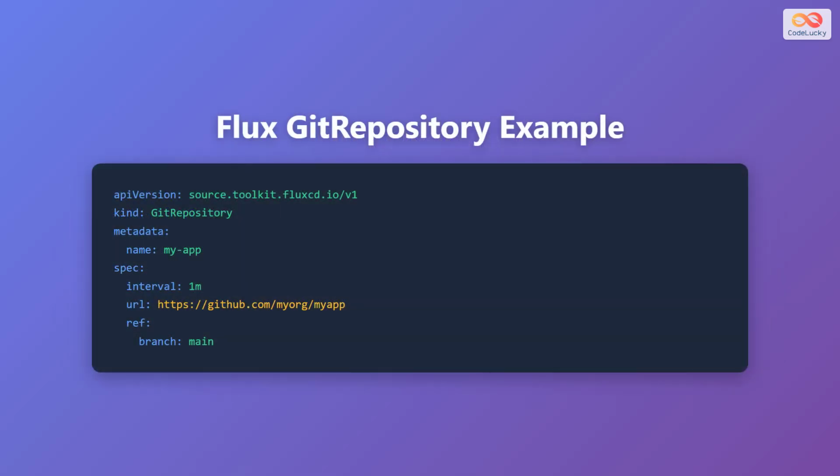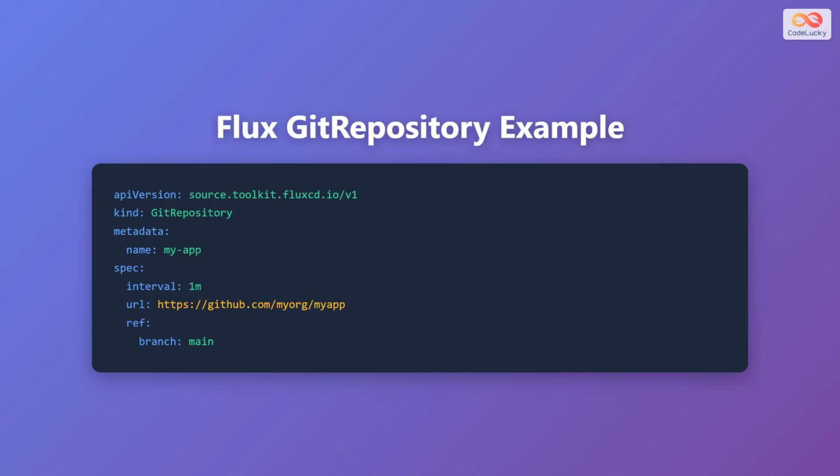Let's examine a Flux GitRepository resource, which is how Flux tracks and monitors Git repositories. The API version is source.toolkit.flux.io/v1, and the kind is GitRepository. In the metadata section, we name our repository resource, here called MyApp. The spec section defines how Flux should interact with this repository. The interval field tells Flux how often to check the repository for changes, in this example, every 1 minute. The URL field points to your Git repository location. The ref section specifies which branch, tag, or commit to track. Here we're tracking the main branch.